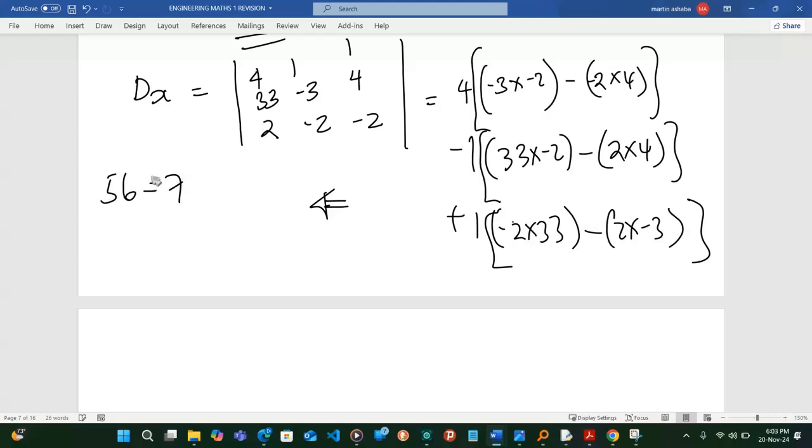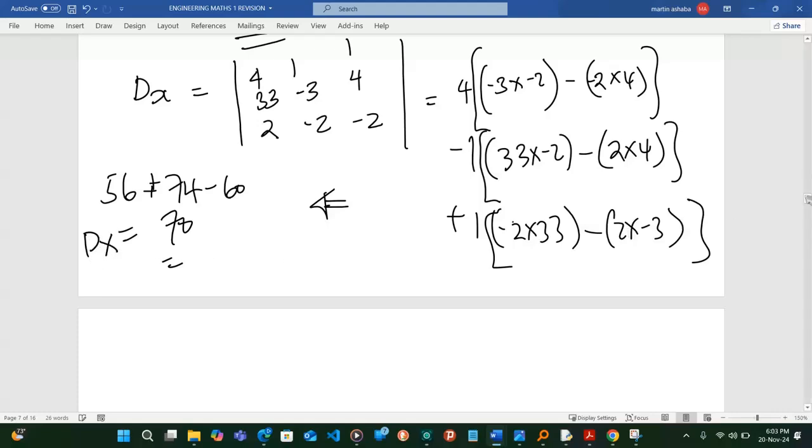So then plus negative 66 plus 6, and that would obviously give you negative 60. So this is giving me a value that is equivalent to 70, because this is going to be 130 minus 60, that is 70. So dx is equal to 70.